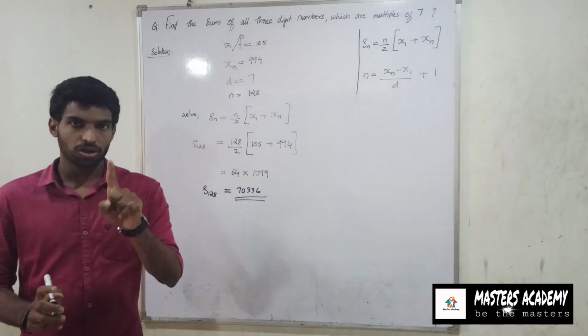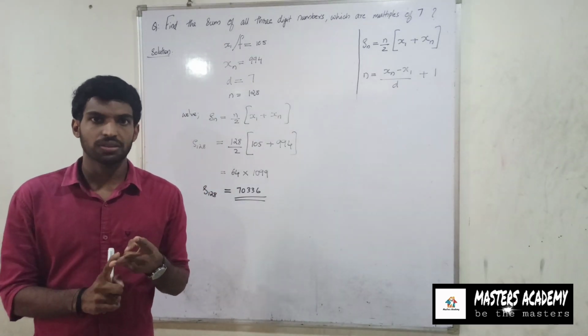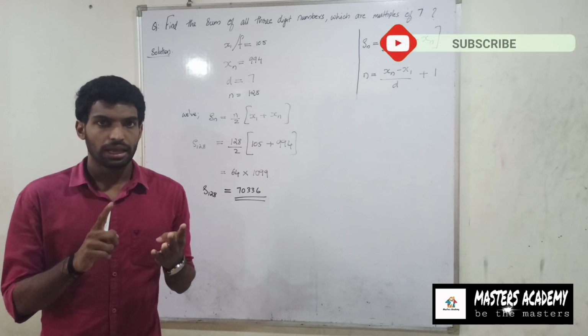Understood? I repeat, first we have to find out f, then the last term xn, the common difference is already given, and then the number of terms.